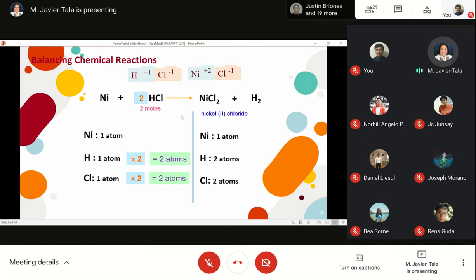In real life, class, this occurs as corrosion. It means your nickel will corrode in the presence of your acid, and your nickel 2 chloride as a product will form as a coating as rust on your metal, and some of them will form as precipitate, and they are your products already, your nickel 2 chloride. And then the hydrogen gas, you will see it as bubbles while it is reacting.